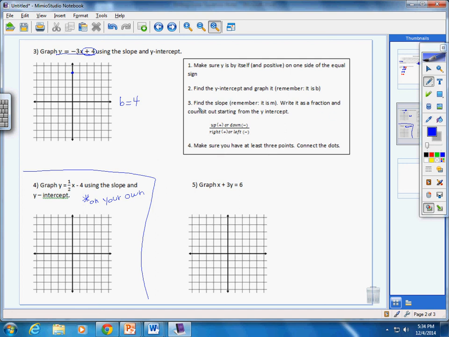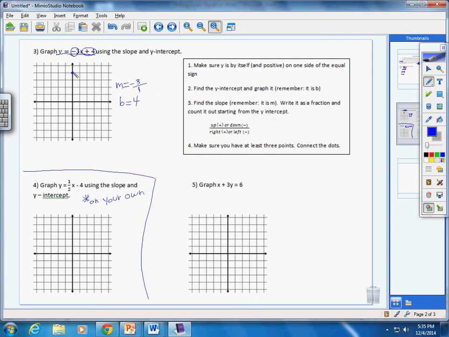Now, step 3, it says find the slope. And of course, remember that is m. Your slope is the number right before the x, negative 3. Don't leave out that negative. That's very important. And it says write it as a fraction and count it out. So let's do this first. Your slope is negative 3, and to write it as a fraction, all you have to do is put it over 1. So your slope is negative 3 over 1. Write it as a fraction and count it out starting from the y-intercept.